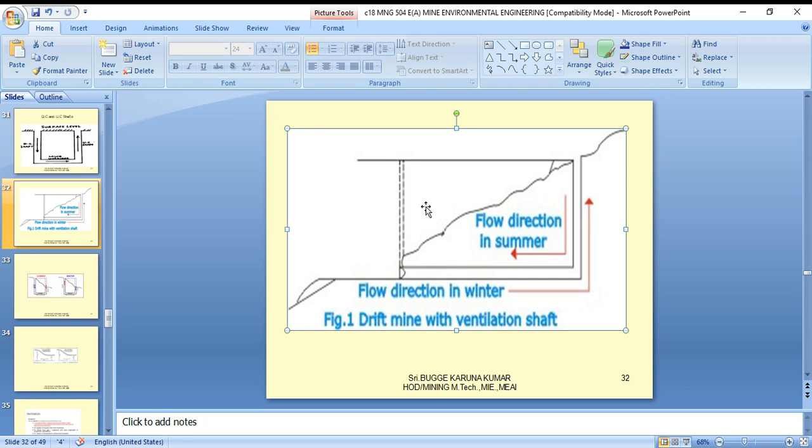So you see that whenever the shaft is elevated high, when the temperature is high, automatically air will be sucked inside. If the temperature is low, that means the air is heavy, so automatically the air goes from down to up. So this is the basic principle of the natural ventilation system.